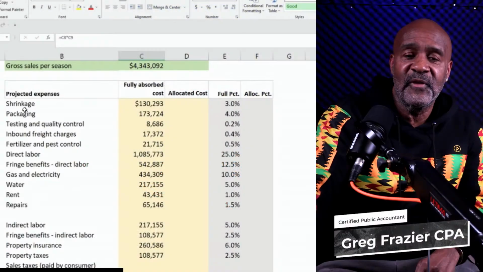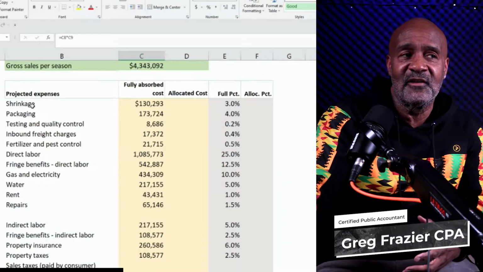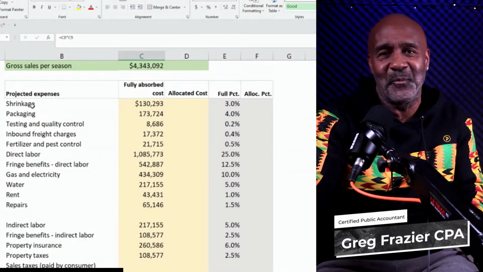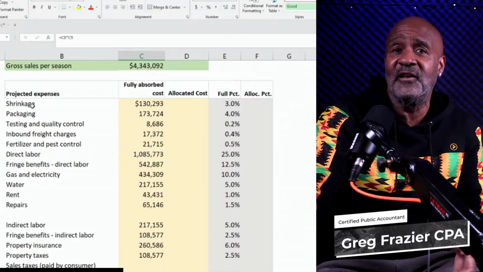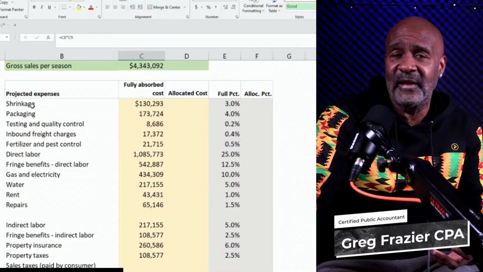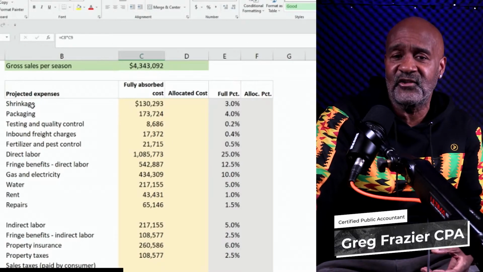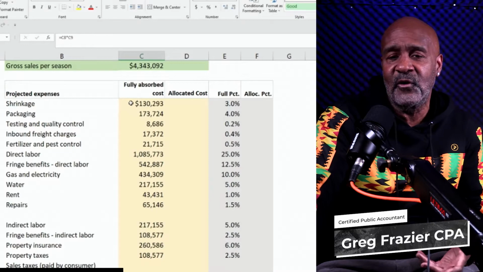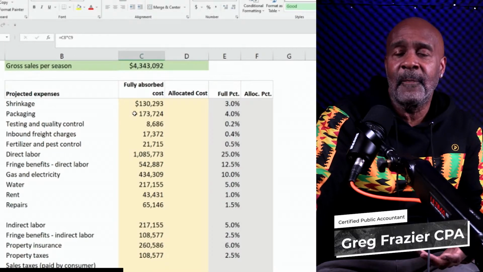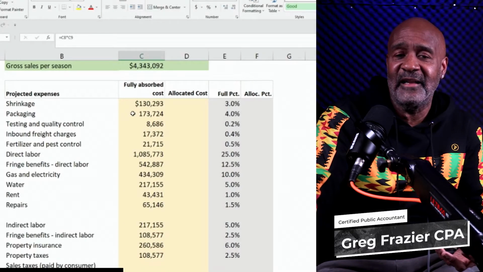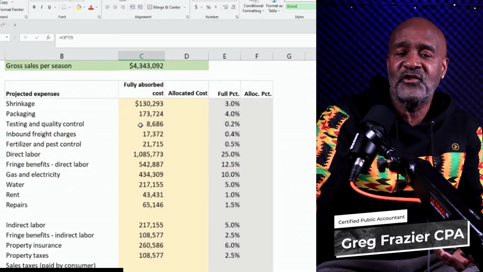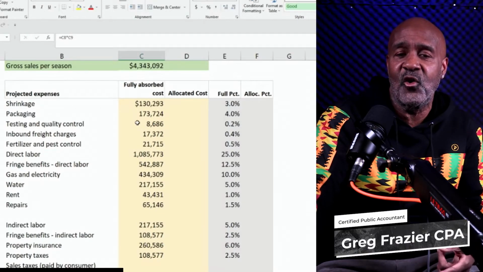And so things like shrinkage. People might think shrinkage means that people are stealing the weed. Well, no, shrinkage could just be different damage that's done, if some of the plants just don't grow right, those kinds of things. And we're looking at shrinkage of $130,000. We're looking at the packaging cost, because that product has to be packaged. With the state of Michigan, like other states, there's some quality control testing that's involved.